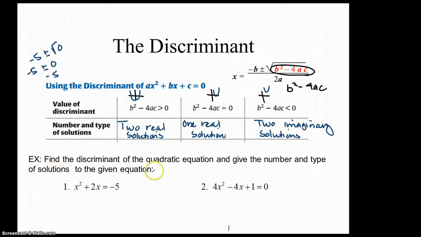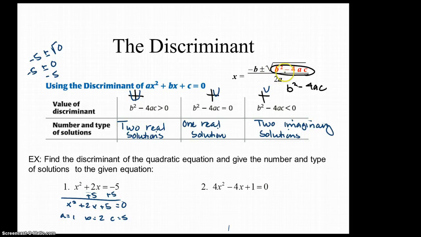Find the discriminant of the quadratic equation and give the number and type of solutions to the given equation. Problem with this one is everything's not on one side. So go ahead and add 5 to both sides. So I have x squared plus 2x plus 5 is equal to 0. And then your a is equal to 1, your b is equal to 2, and your c is equal to 5.